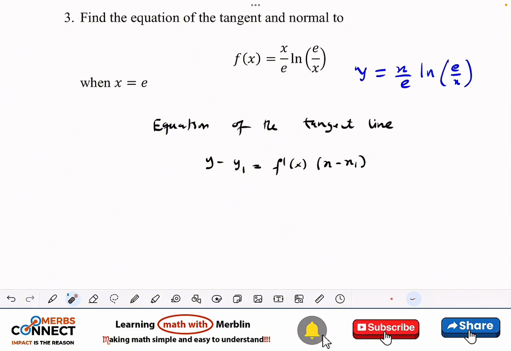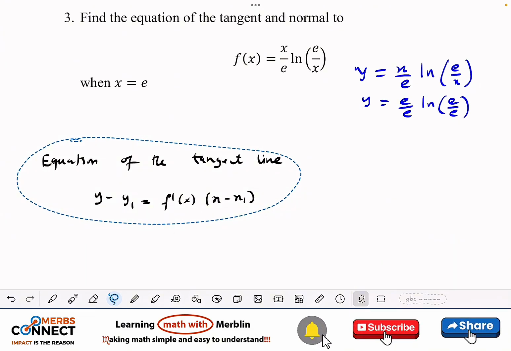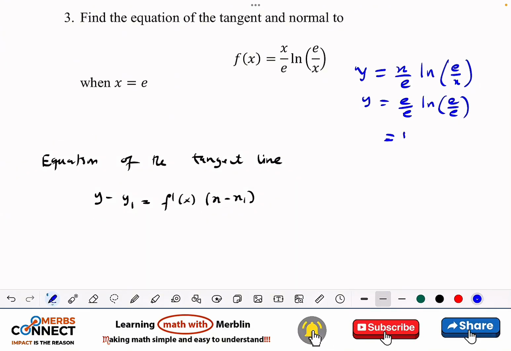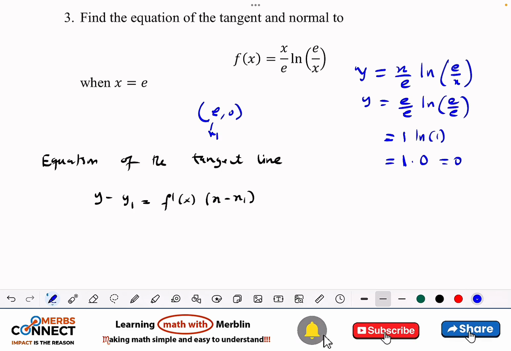So let's do that. When I plug in e, I'm going to have e divided by e, ln of e divided by e, right? And guess what is going to happen here? This e over e is 1, another e over e is 1. But ln of 1 is 0, so this is going to give me 0. So the point that I'm going to have is e and 0. This is x and this is y. But anytime we are using it in the equation, this becomes x1 and this becomes y1.